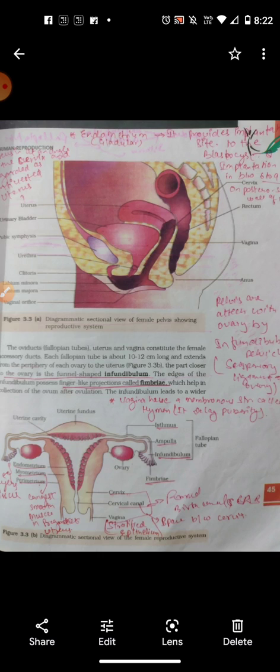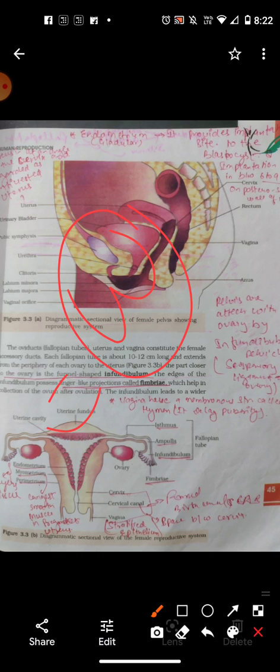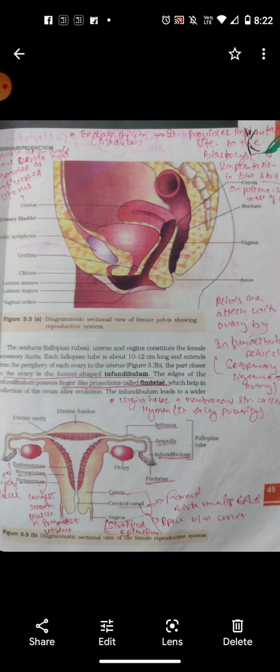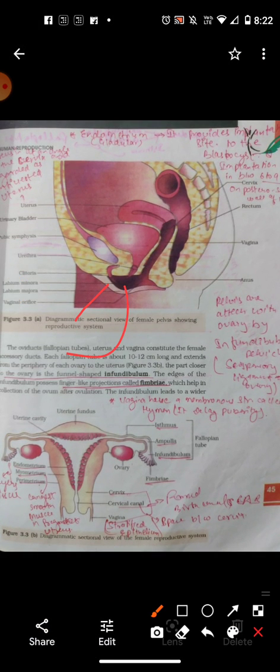The wall of the uterus has three layers. The first one is endometrium, second one is myometrium, and third one is perimetrium. So first we're going to study endometrium. The innermost glandular epithelium lining of the uterus is called endometrium. It consists of an epithelium lining and the connective tissue called lamina propria.